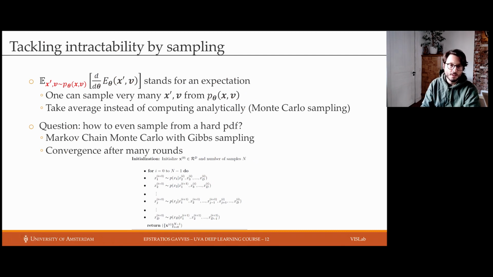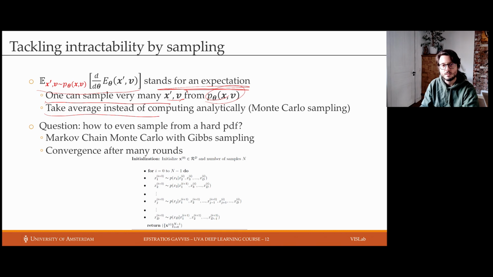Now, one way we can address intractability in this term is to note that this term stands for an expectation, so some sort of averaging. What one can do is then sample a lot of x prime and latent values from our probability density function, assuming that we know this probability density function, and take the average instead of computing analytically. This is called Monte Carlo sampling.